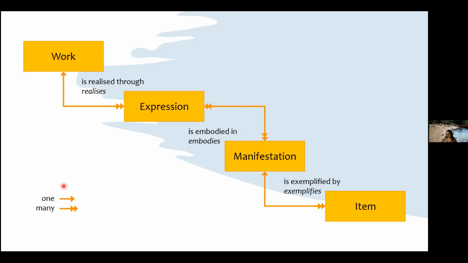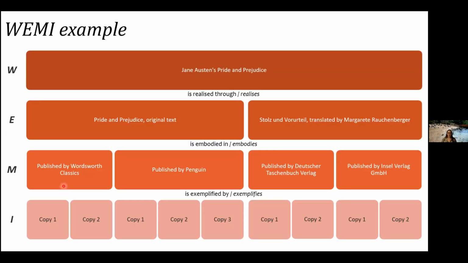This is a very good diagram, but I usually use this one, which brings a bit more emphasis on an example. So here we have the work, Jane Austen's Pride and Prejudice. It's the distinct intellectual or artistic creation. It's the general idea of Jane Austen's Pride and Prejudice. It's not the written down version, it's just the concept of it. That's realised through the expression, perhaps the expression of Pride and Prejudice, the original text, or perhaps it's realised through the German translation of Pride and Prejudice. They're both expressions realising the work of Jane Austen's Pride and Prejudice.